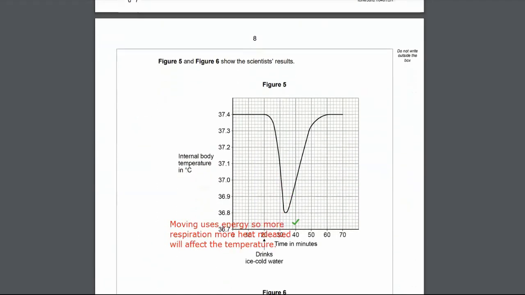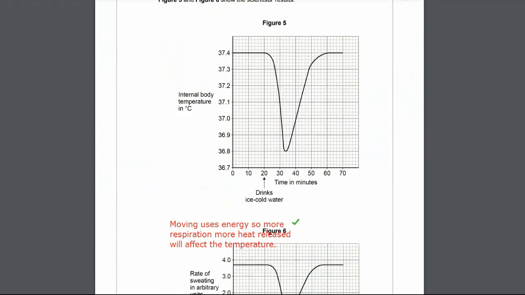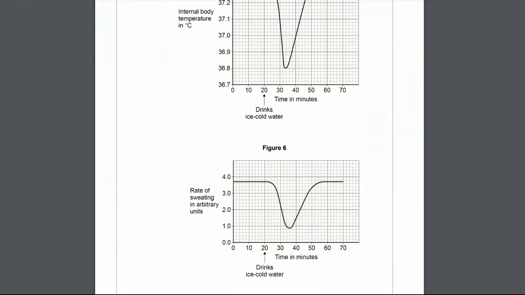All right, let's get into this. So now we've got a graph, figure 5 and figure 6 here, and they show the internal body temperature and the time in minutes at the bottom. And you can see after 20 minutes, the person drank some ice cold water, and about 10 minutes after that, their internal body temperature dropped. So that's what the first graph shows us. Now it climbs back up, slowly or quickly, however you want to read it.